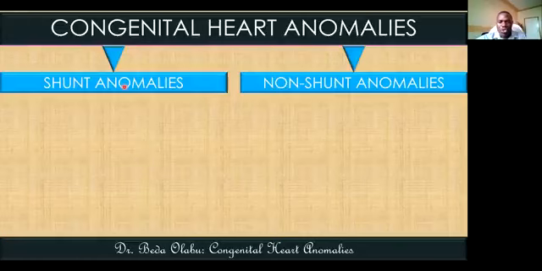From a radiological point of view, there are other classifications that we can use. But now I'm not training you as radiologists. We are in an anatomy class, so we will classify it anatomically and perhaps physiologically. So we classify them into two. We call them shunt anomalies and the non-shunt anomalies.